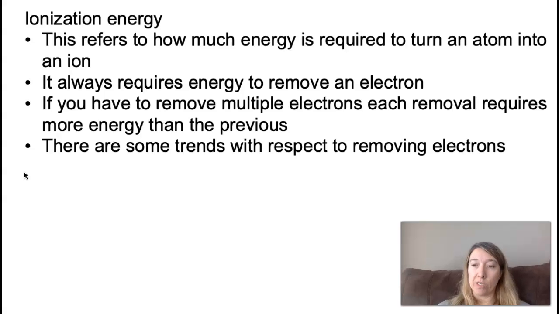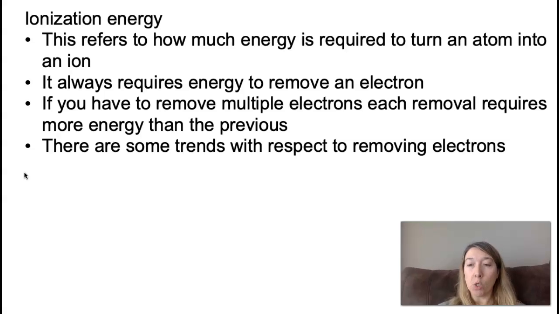The other thing you're going to find is that for some atoms to turn into ions, they actually have to lose multiple electrons. And what you find is that removing the first one is going to require a certain amount of energy. Removing the second one is going to require more. And removing a third, if you actually have to, is going to require even more energy. So the amount of energy we have to put in to remove the electron is going to depend on a couple of different things.